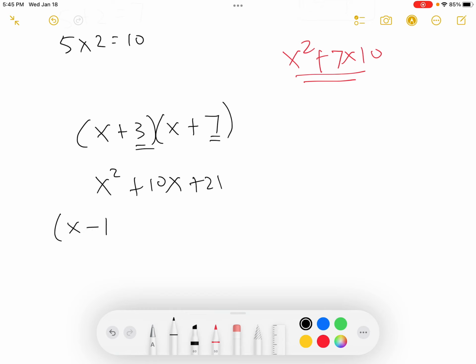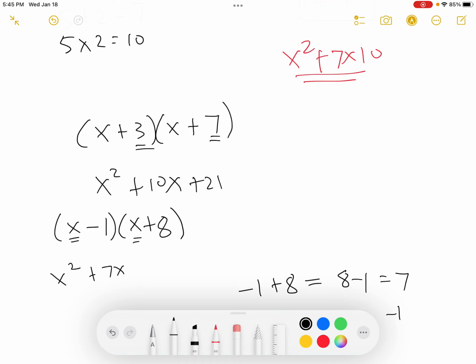What if I have x minus 1, x plus 8. Now here is the same idea, but we've got some negative numbers to deal with. X times x is going to be x squared, but now I have negative 1 plus 8. Negative 1 plus 8 is going to be, well, that's the same thing as 8 minus 1, that's 7. So x squared plus 7x. Now I've got negative 1 times 8. A negative times a positive is a negative. That's going to be negative 8. So we're going to write minus 8. Okay, so with a negative, just make sure we don't get that all messed up.